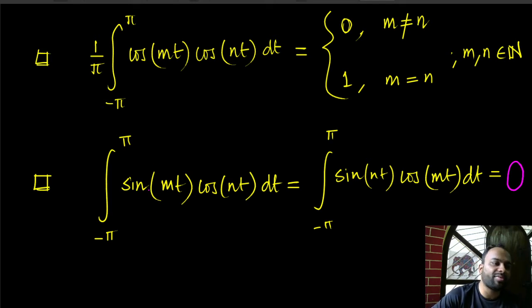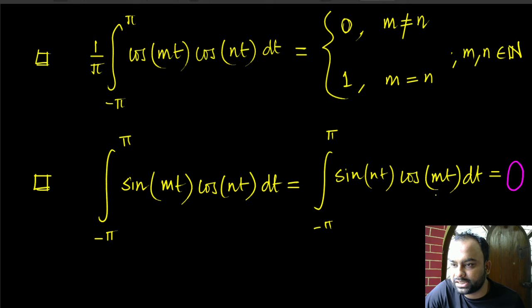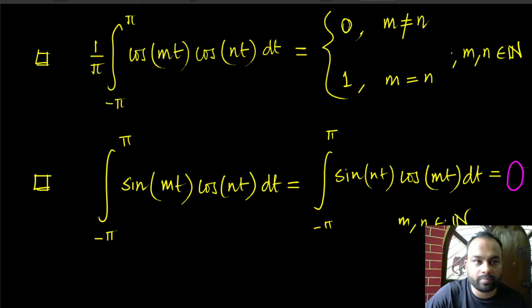So we basically have 3 formulas with us. One with sines, one with cosines, and one with sine and cosine mixed. So this is 0 for all of them. You can actually verify this as a fact.